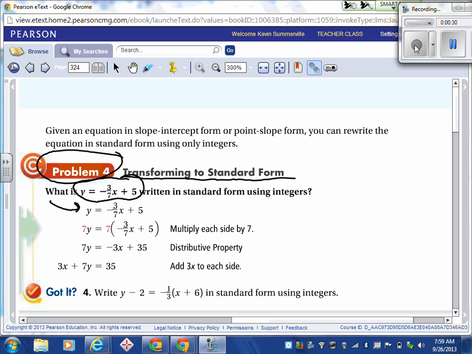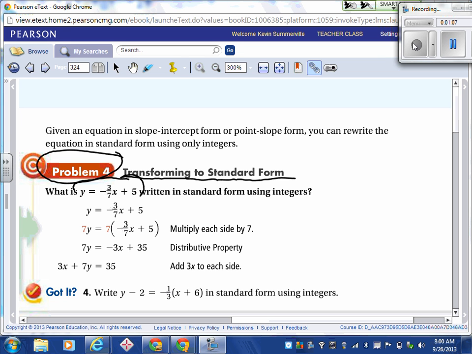With this equation right here, we have y equals negative 3/7x plus 5. In order to take that equation and change it into standard form, you multiply 7 to both sides because there's a 7 right there. If you have a fraction and you need to change it to standard form, you need to multiply both sides of the equation by the denominator in that fraction. So when you do that, what we need to do is take this 7 times everything inside.